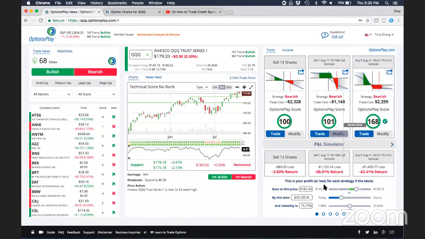SPY is like day trading SPX. I'm not sure what that means, but one is an index and one is an ETF on the index.